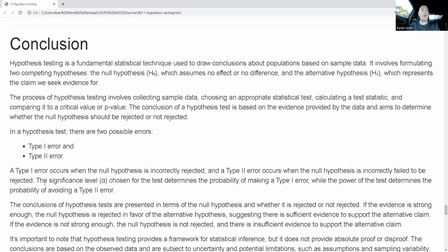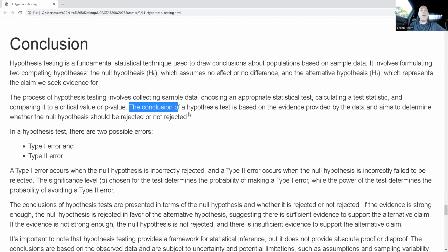All right, so here's the conclusion. Hypothesis testing is a fundamental statistical technique used to draw conclusions about populations based on sample data. It involves formulating two competing hypotheses, the null hypothesis, which assumes no effect or no difference, and the alternative hypothesis, which represents the claim we seek evidence for. The process of hypothesis testing involves collecting sample data, choosing an appropriate statistical test, calculating a test statistic, and comparing it to a critical value or p-value.